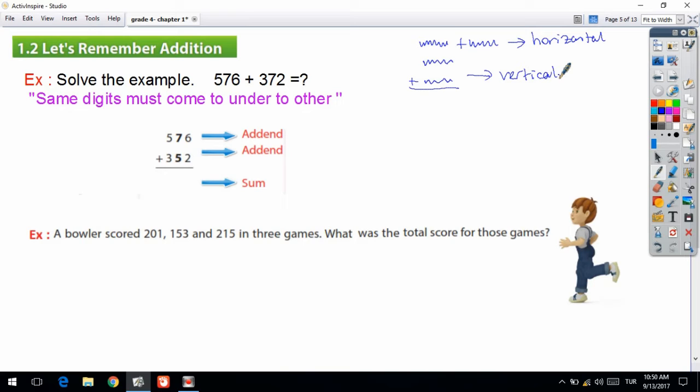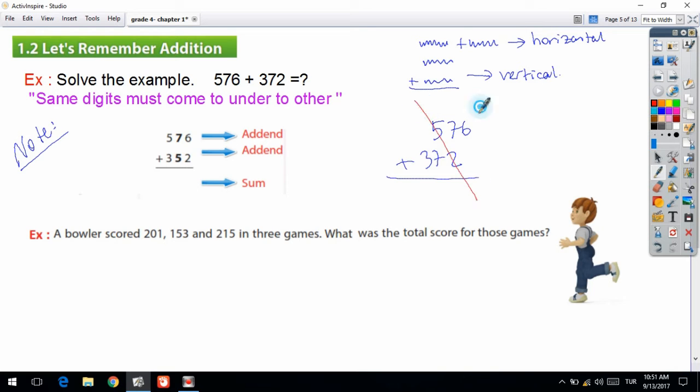Okay, when you use the vertical form, there is a point to be careful about. So let's write a note for when you use the vertical form. Same digits must come under each other. How can we understand this sentence? I am writing here under the other as a vertical form. First, 576 plus 372. So is this the correct solution?